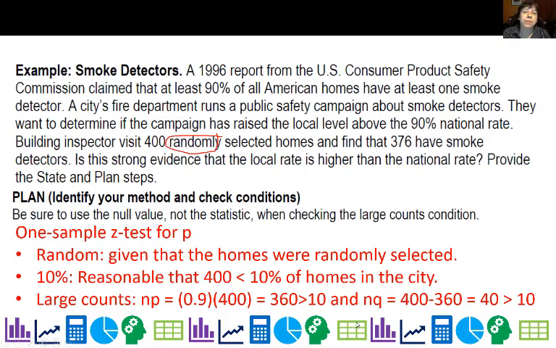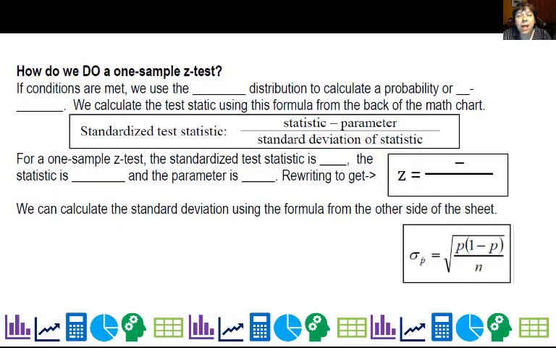Both of those are bigger than 10, so we're fine. So how do we actually do a one sample z test? Well, if conditions are met, we're going to use the normal distribution. That's why we had the conditions. And we're going to calculate a probability, also known as the p-value.